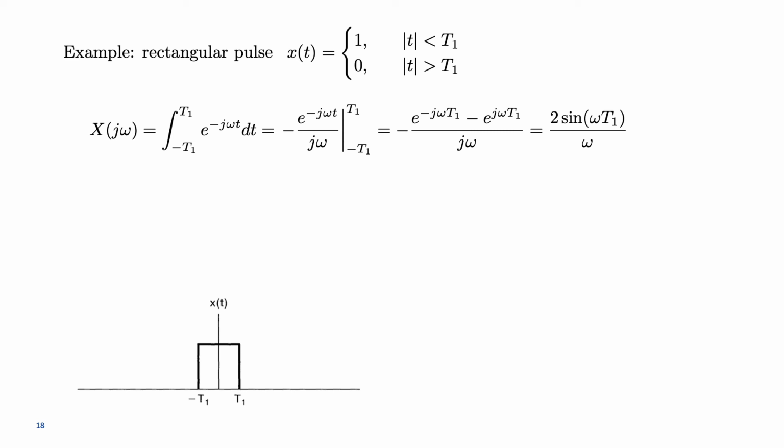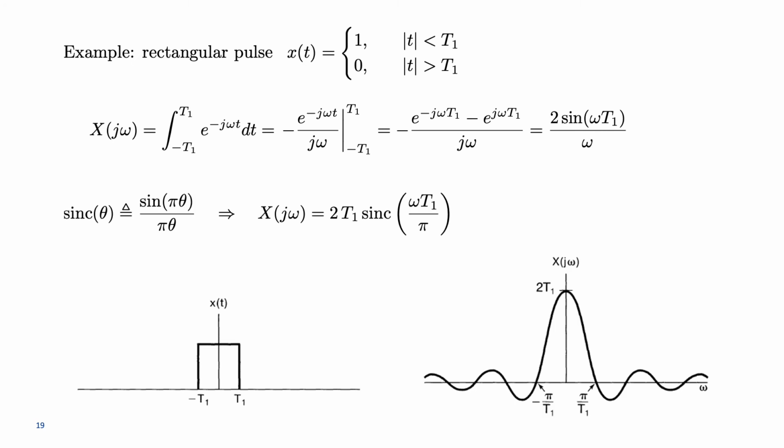This simple integral can be calculated similarly to other integrals we've seen before, and the result can be written in a compact way as 2 sine of omega t1 over omega. There's yet a more compact way of writing this. Notice that this function sine of omega over omega is a very interesting function, because when omega is 0, it takes the form 0 over 0. Let's see how to represent this.